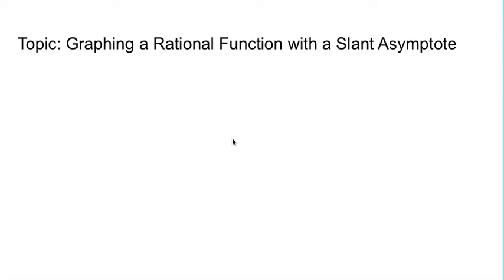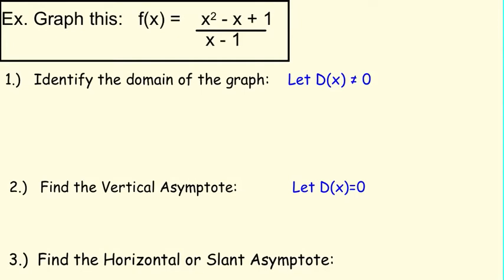Rational function with a slant asymptote. This example is the graph of f of x equals x squared minus x plus 1 over x minus 1. And we want to go through all the steps to graph this rational function.